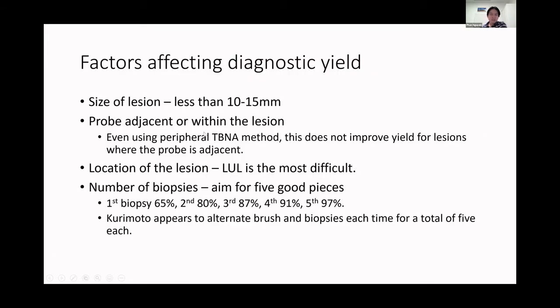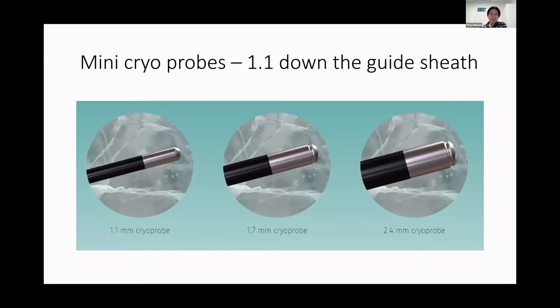So yield can be affected by size, whether the probe is adjacent or within the lesion, and the location of the lesion. Left upper lobe is usually the most difficult, and Kuramoto showed that by taking 5 pieces, your diagnostic rate tends to go up.